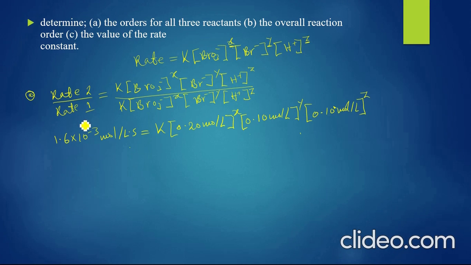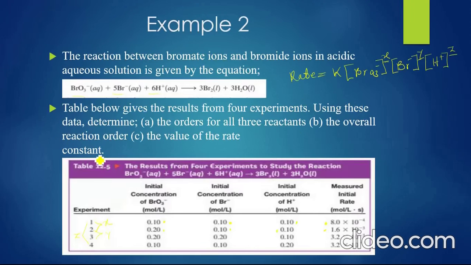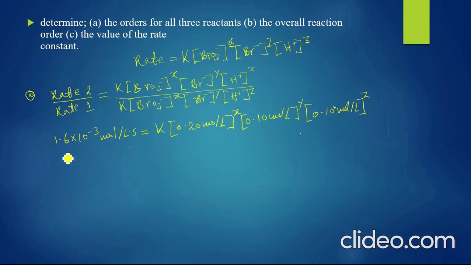And then what about rate 1? On rate 1, you need to come back to the table. On rate 1, you're going to use this one as the initial concentration for the bromate ion, this one for the bromide ion, and this one for the hydrogen ion, and then the rate has been given to be 8.0 times 10 to the power negative 4. So let's go back to the equation now, and then we substitute.